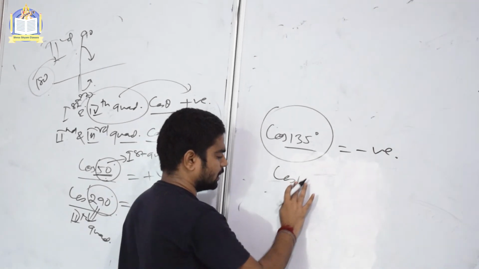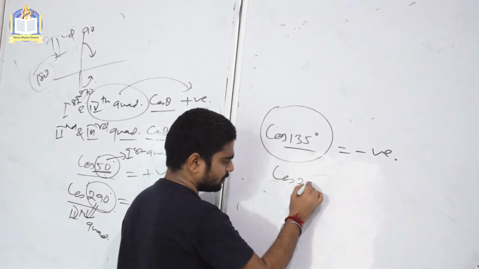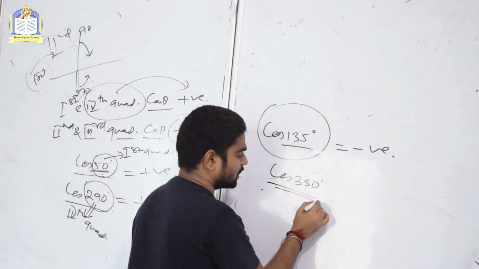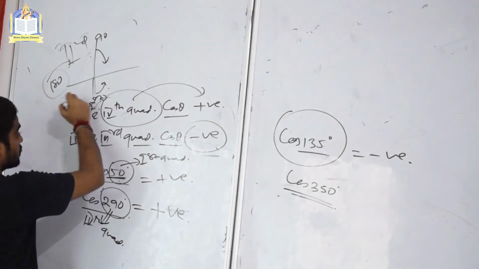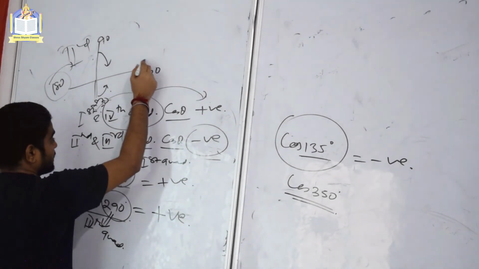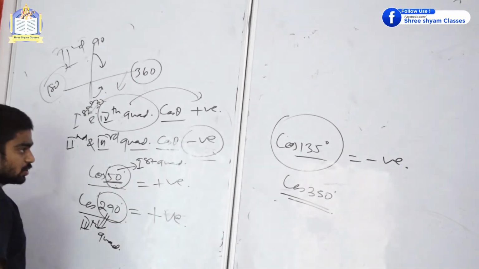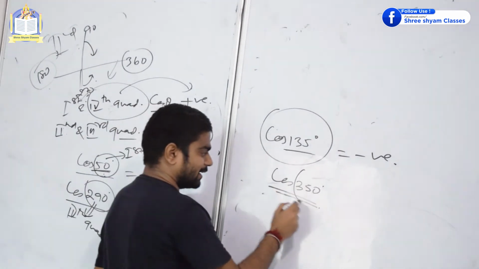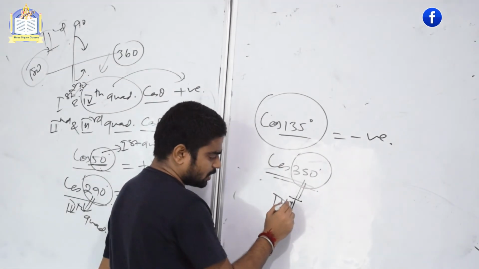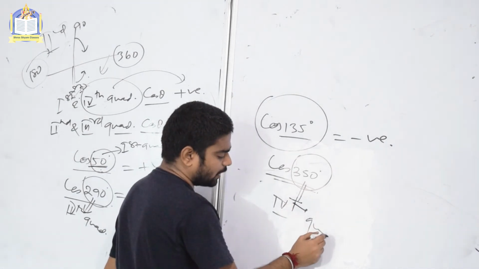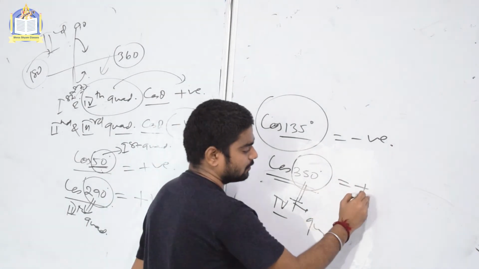Cos 350 degree. So we have this as 180, this is 270, this is 360 degree, so 350 definitely lies in this quadrant. So cos 350 degree lies in the fourth quadrant, and in the fourth quadrant the value of cos theta is positive, right?